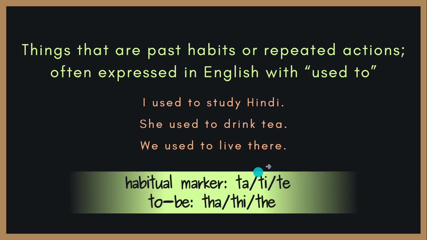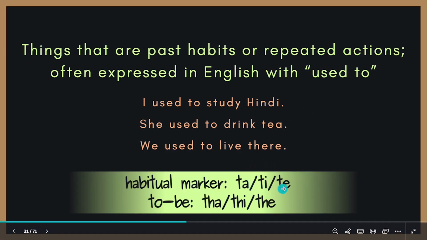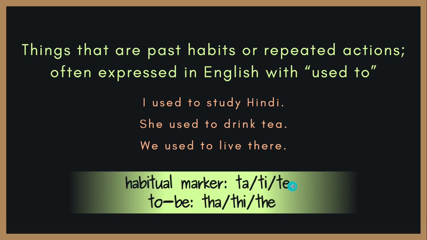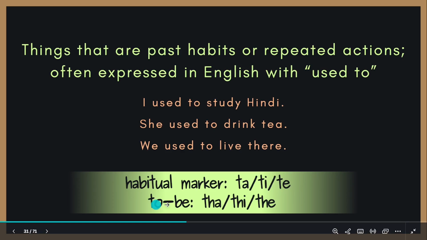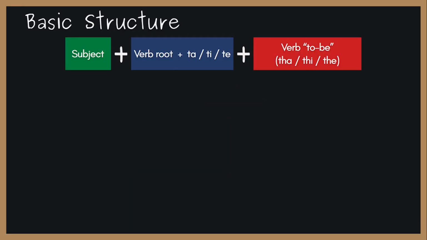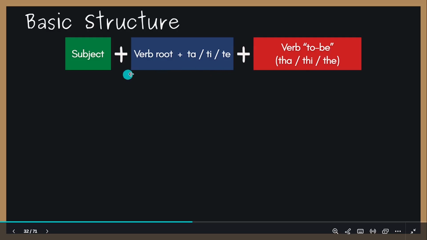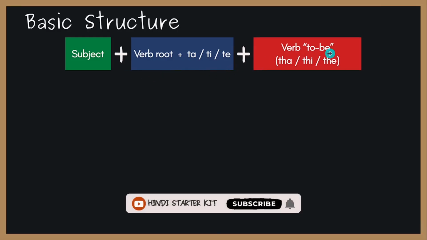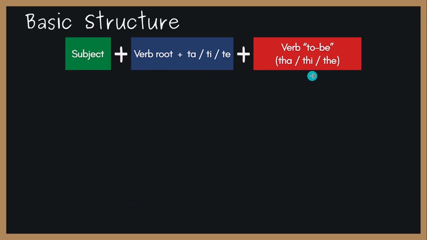Hindi forms this tense by adding to the verb root the same habitual verb form as the present tense, ta, ti, te, and then adding the appropriate form of to be, tha, thi, the. So this is the basic structure of this tense. Subject, verb root plus ending ta, ti, te, plus tha, thi or the. So you notice that it's almost the same pattern as the present tense. Only the last word has changed. Right? In the present tense, it was hai, ho, hu and hain. Here it is tha, thi, the.